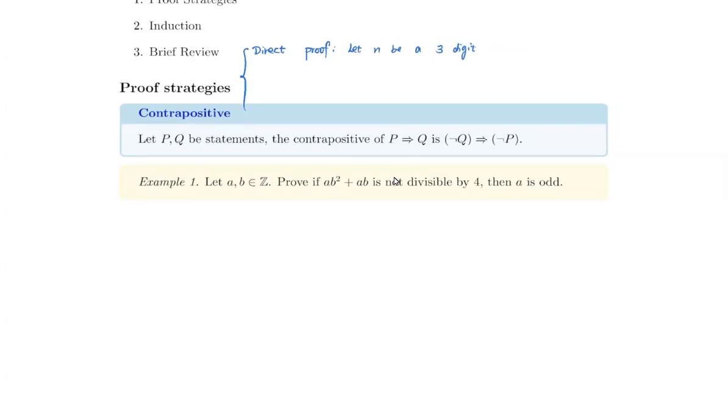Three-digit positive integer. Proof: if the sum of the digits of n is divisible by 3, then n is divisible by 3.